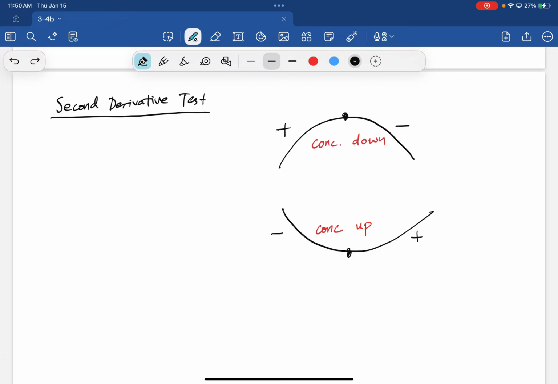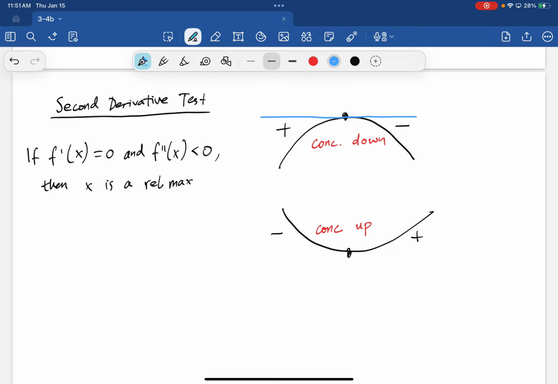Yes. Okay, so here's the second derivative test. If f prime of x equals 0, and f double prime of x is less than 0, then x is a relative maximum. So what are the two criteria? First, the slope at that point has to equal 0, so the first derivative must equal 0, and the function has to be concave downwards, meaning that the second derivative is negative. And that tells us that we'll have a relative maximum, right?